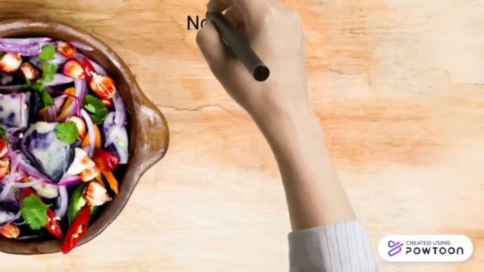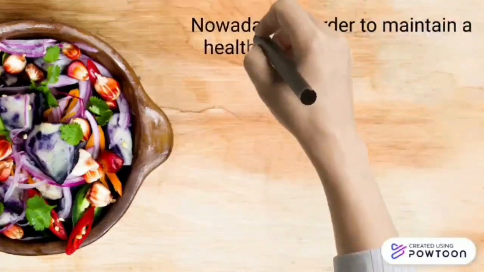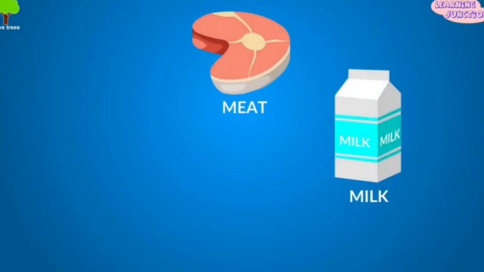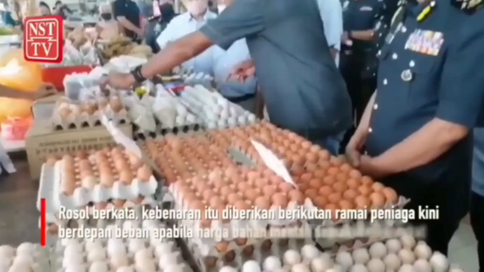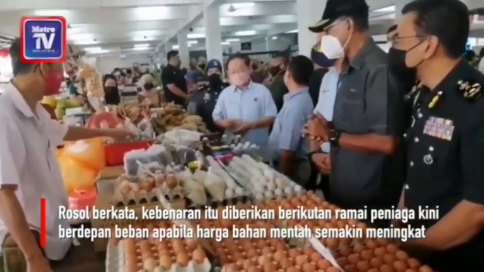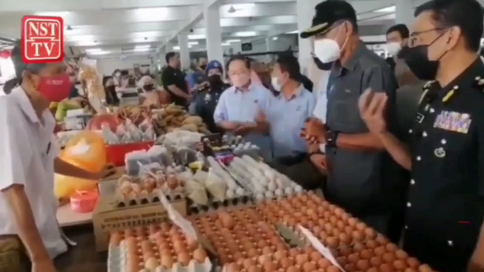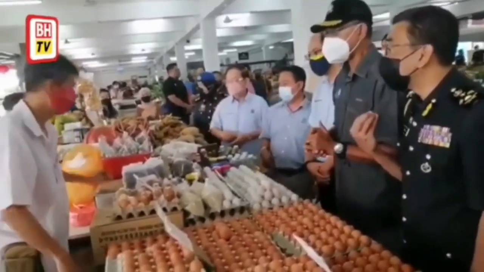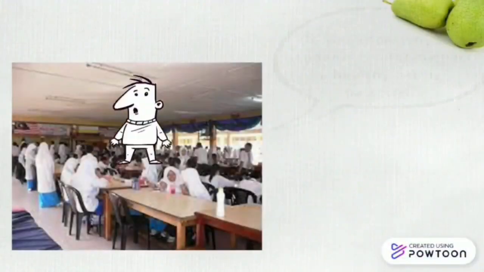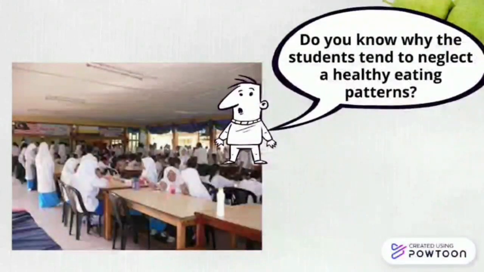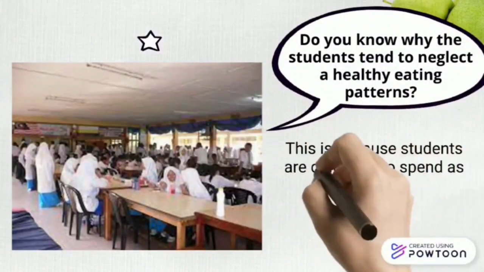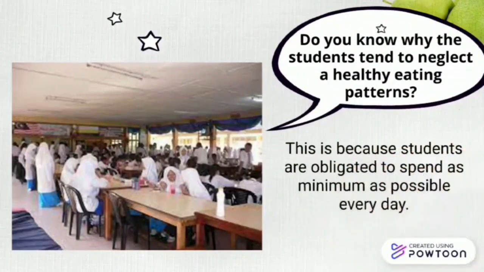The reason why we choose this topic is that nowadays, in order to maintain a healthy lifestyle, food and diet selection has been one of the main concerns for humans. But as the prices of food in Malaysia are continuously increasing due to various factors, people, especially the students, tend to neglect healthy eating patterns and consume insufficient nutrients per day. Do you know why the students tend to neglect healthy eating patterns? This is because students are obligated to spend as little as possible every day.